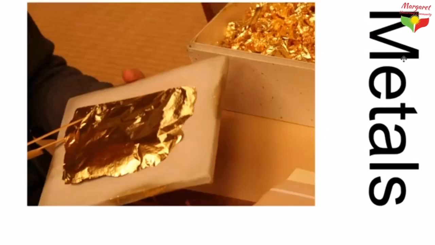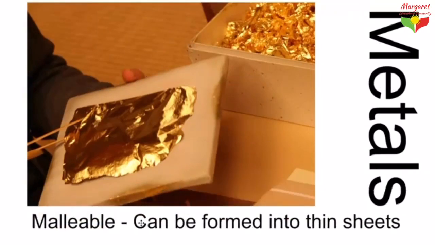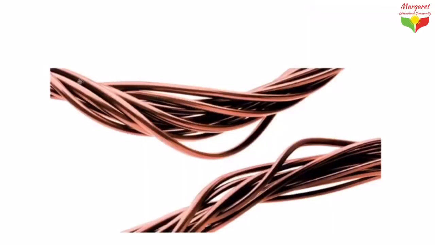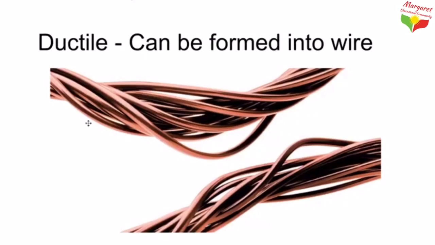Now let's take a look and talk about that. Let's begin with the properties of metals. This is a piece of gold that has been pressed into a thin foil. That's because many metals are malleable. Malleable means that they can be formed into thin sheets. We can also talk about being able to turn metals into wire. Copper is said to be ductile. Ductile means that the metal can be formed into wires.